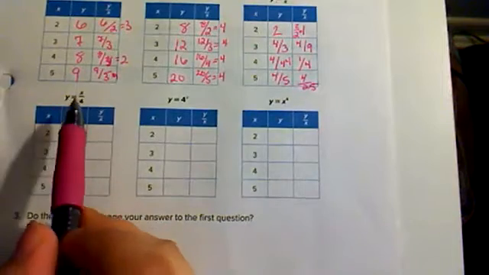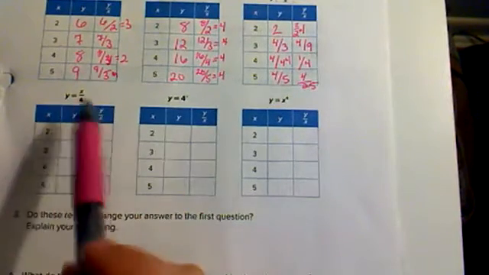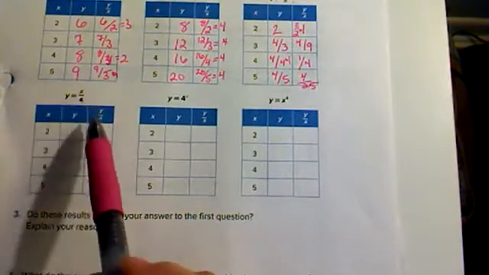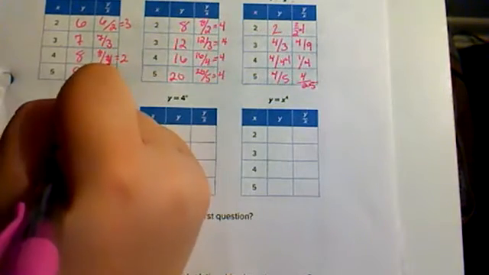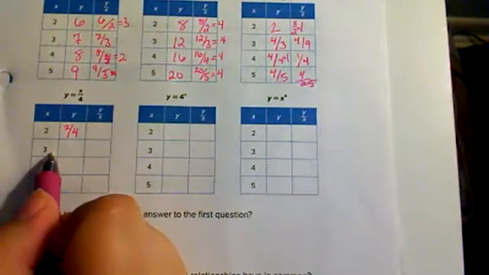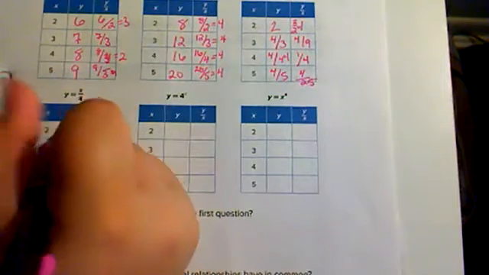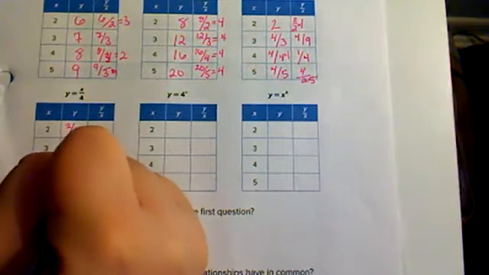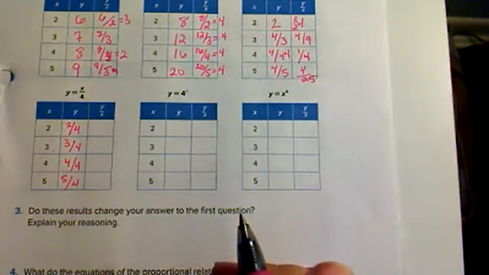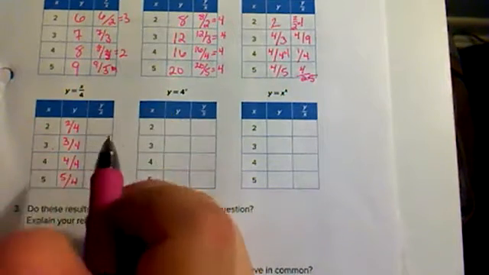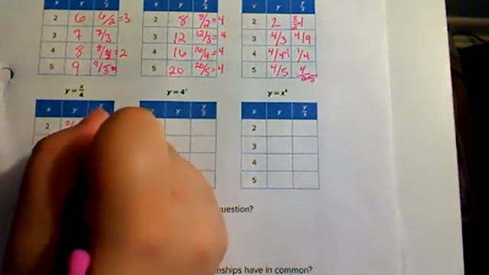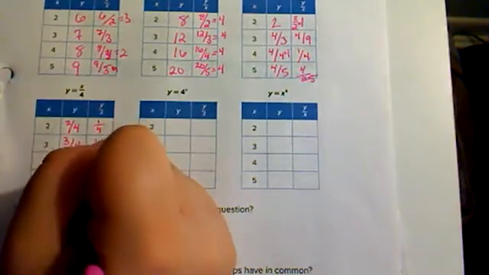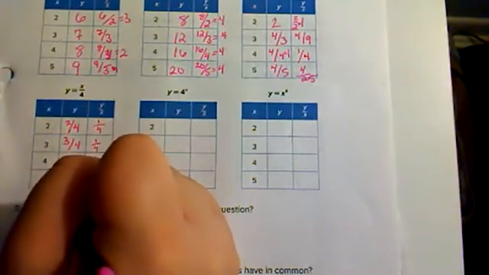All right, let's look at this one. We have y equals x over 4. So this time our x is 2 over 4. Our next one would be 3. This would be 3/4, 4/4, 5/4. And each time it's increasing by 1/4. So this one would be a proportional relationship.